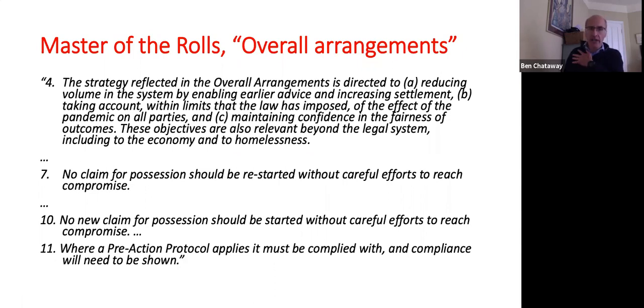And indeed, what the overall arrangements say is that where a pre-action protocol applies, it must be complied with, and compliance will need to be shown. So it does seem to me now that if you've got a new claim for possession by a social landlord and they haven't complied with the protocol, you ought to be arguing that it should simply be struck out, because the pressure on the court system now is such that step is merited. Of course, that may or may not work.